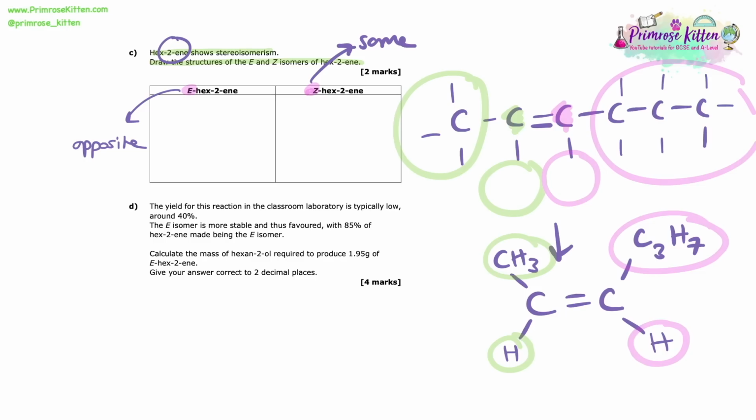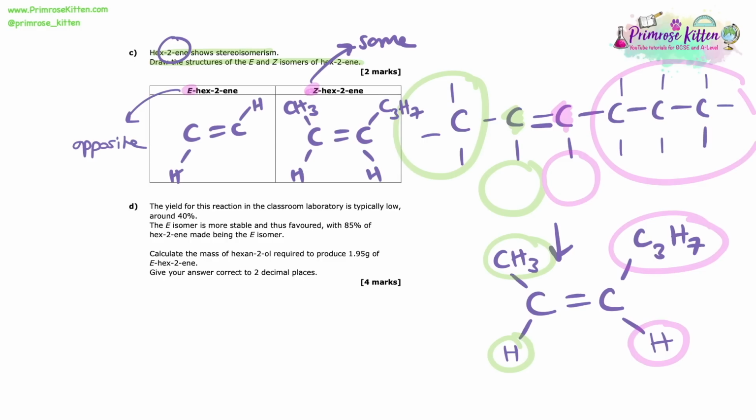So looking at what I've already drawn when I did my rough sketch here, I've actually drawn the Z isomer, because both of the H's are on the bottom orientation. They're on the same relative orientation. So I'm just recopying that there.